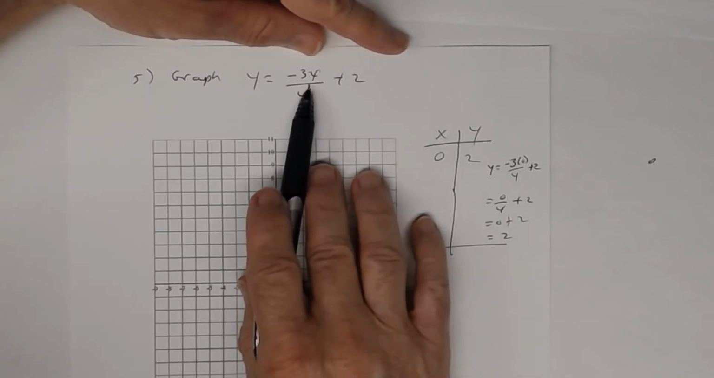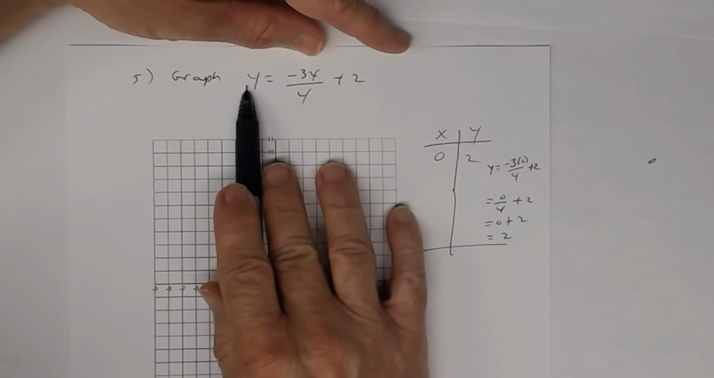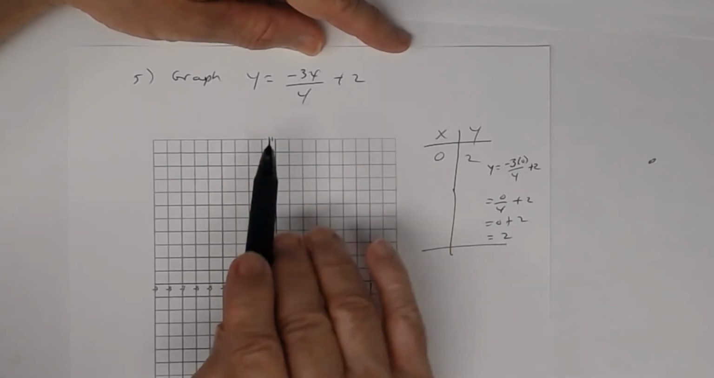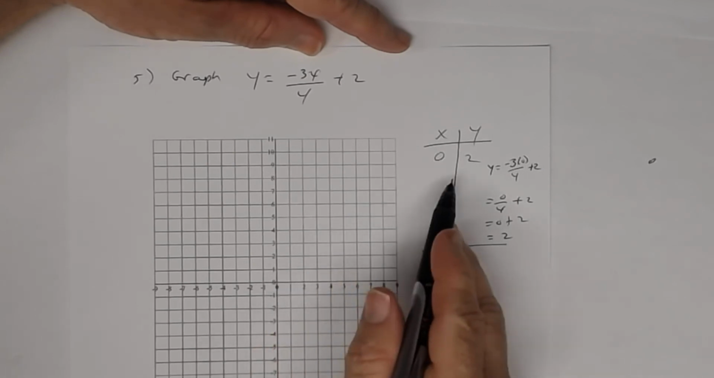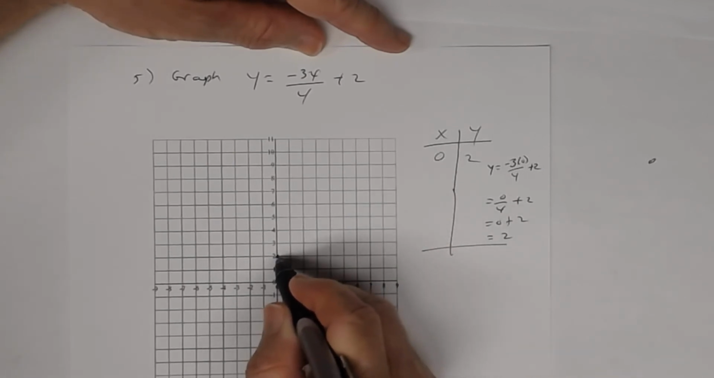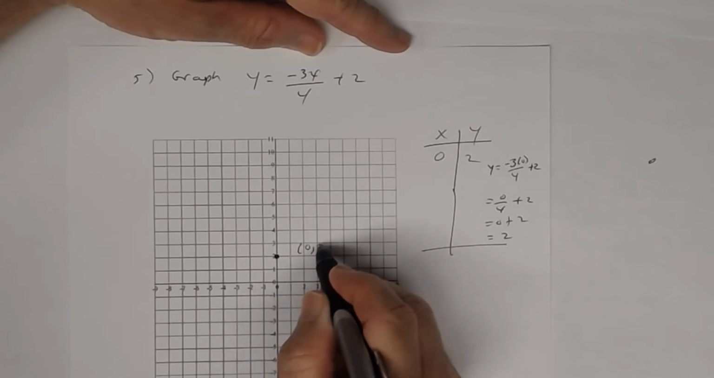Kind of makes sense because, look, if x is 0 and y is 2, is 2 equal to 0 plus 2? The answer is yes. Okay? So 0, 2. I stay at the origin, go up 2 right here. So there's the point 0, 2.